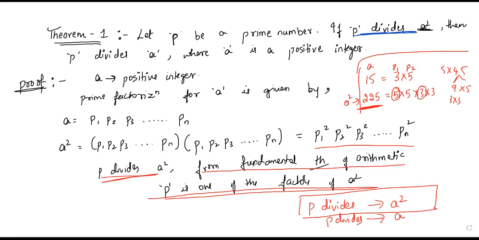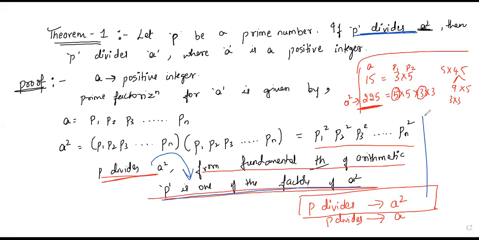Do you remember fundamental theorem of arithmetic? What is fundamental theorem of arithmetic? It is nothing but a natural number can be expressed as a product of prime numbers. Correct? That's the fundamental theorem of arithmetic. So from that we are using that concept and trying to tell that P is one of the factors of A square. If P divides A square, then P is one of the factors of A square. Because if it is a factor, only then it can divide a number.